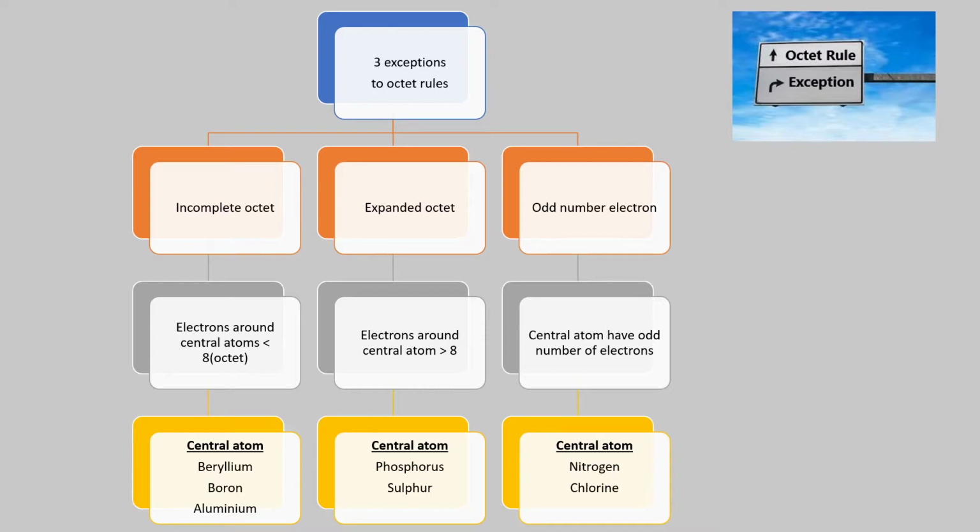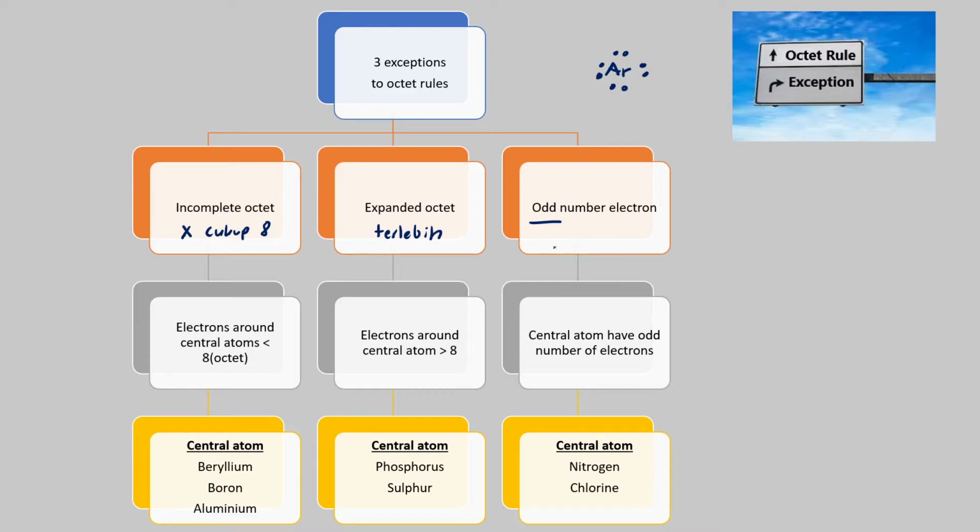So we have 3 exceptions to the octet rule. Octet rule means that most likely any atom, for example argon, prefers to have 8 electrons around it. But there are a few exceptions that cause the atoms not to want 8. We have 3: incomplete, which means not enough, expanded, which means more than 8, and odd, which means unusual, or odd in Malay is janggal.